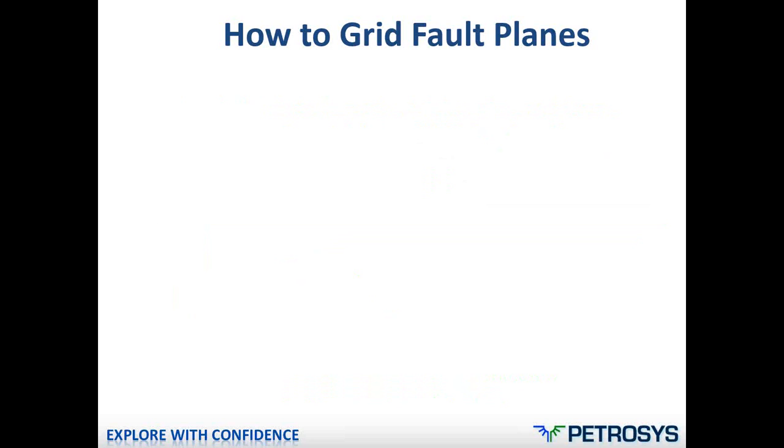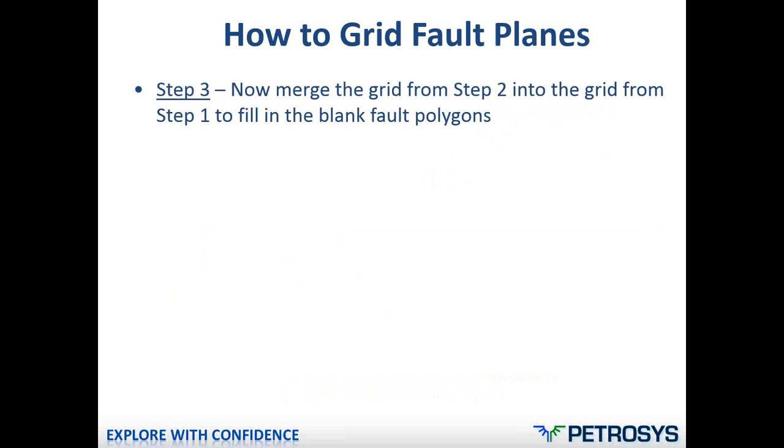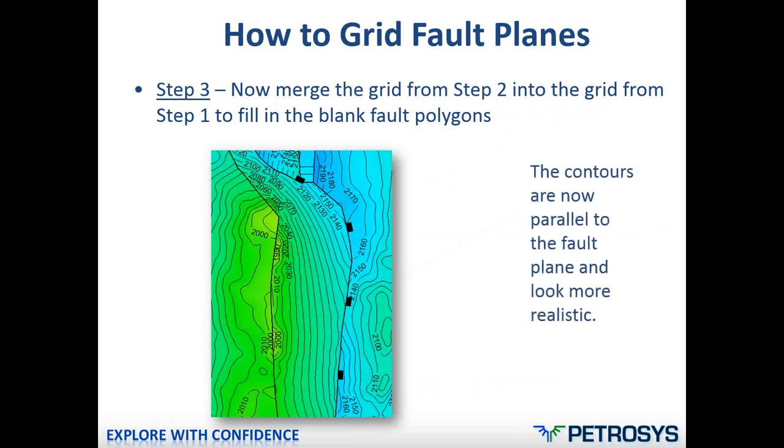In the next step, we will merge those two grids. So we will fill the gaps in the first grid with the fault planes from the second grid. And as a result, the contours will now be more parallel to the fault plane, and it looks more realistic. So it can give you more geologically realistic results. And as this method uses different algorithms to model different parts of the final surface, it can help create just better grids, more realistic grids.